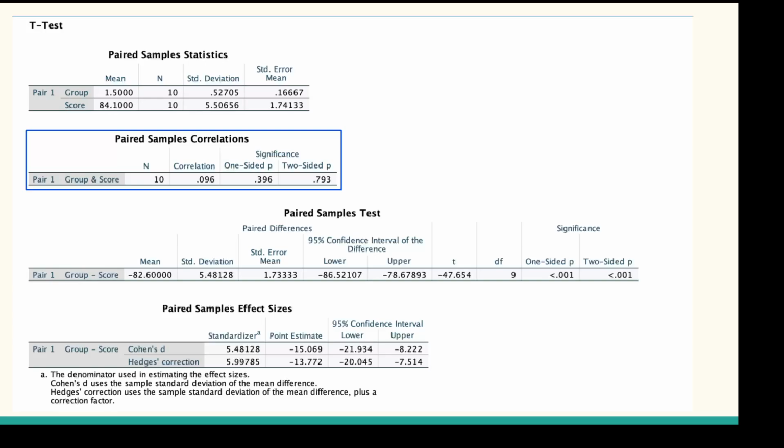And then there's also our significance. So the p-value is 0.793, indicating the correlation is not statistically significant, which doesn't really help.